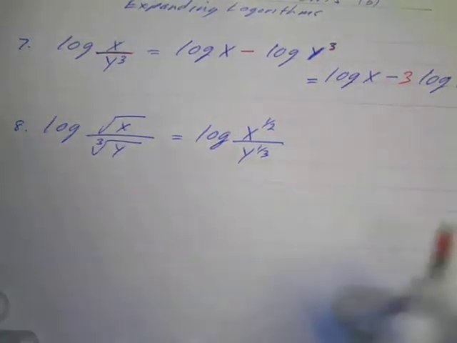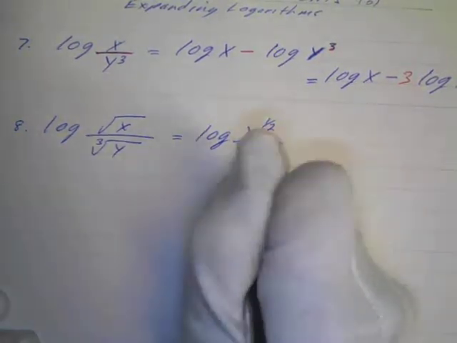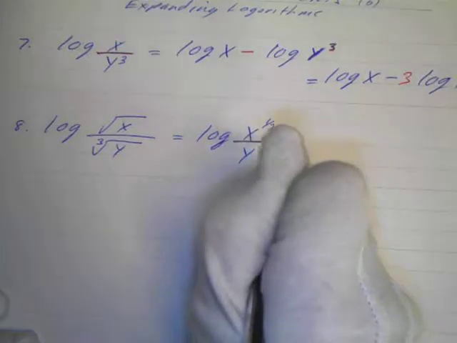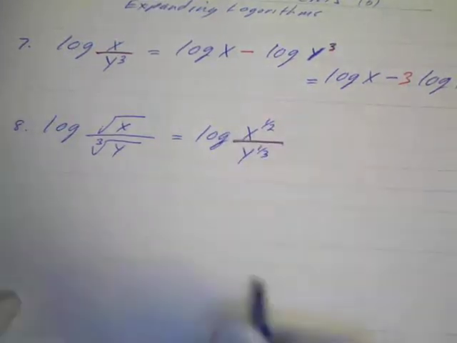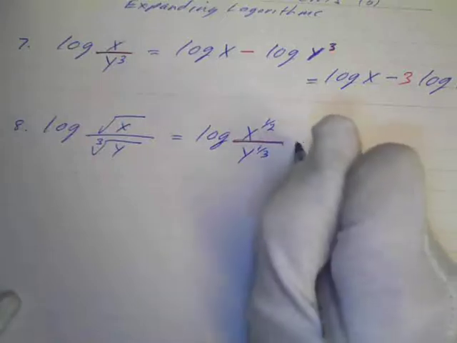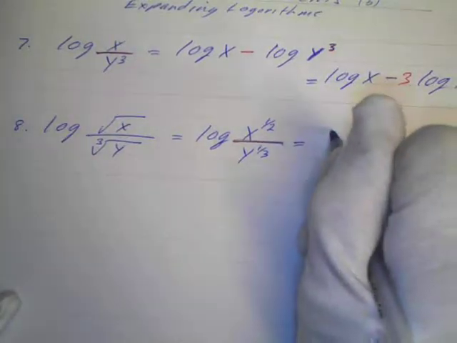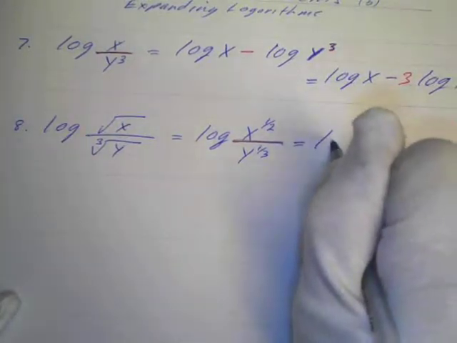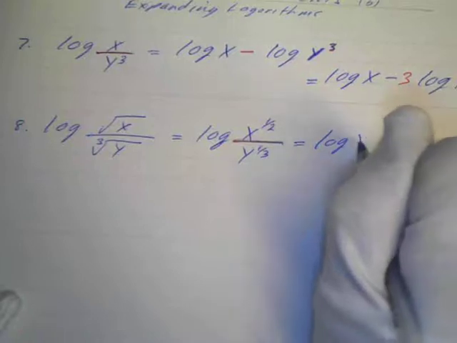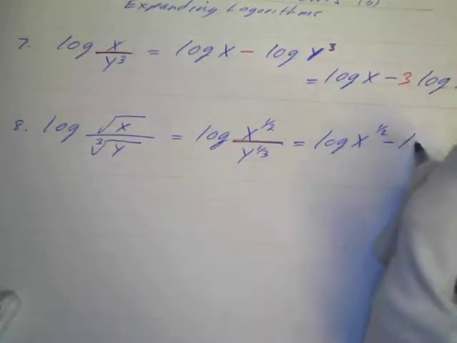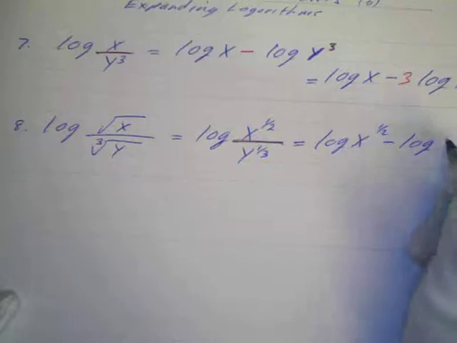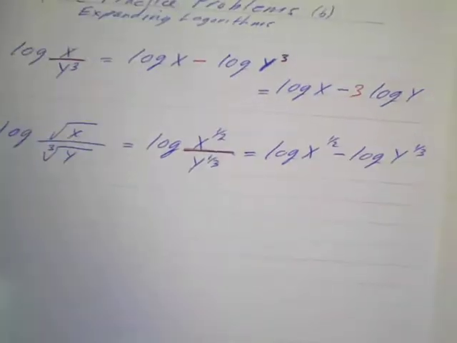So we change these to exponential form. Now, similar to number 7, we know we have a quotient. So now I can write this as the log of the top, x to the 1/2, minus the log of the bottom, y to the 1/3.